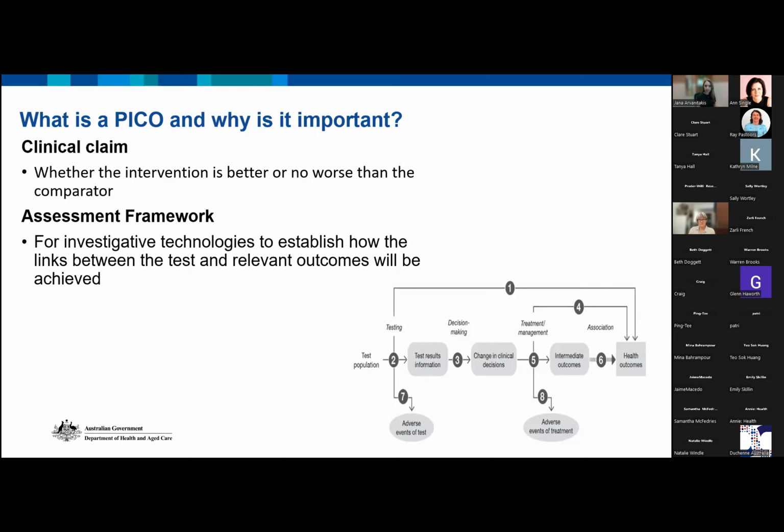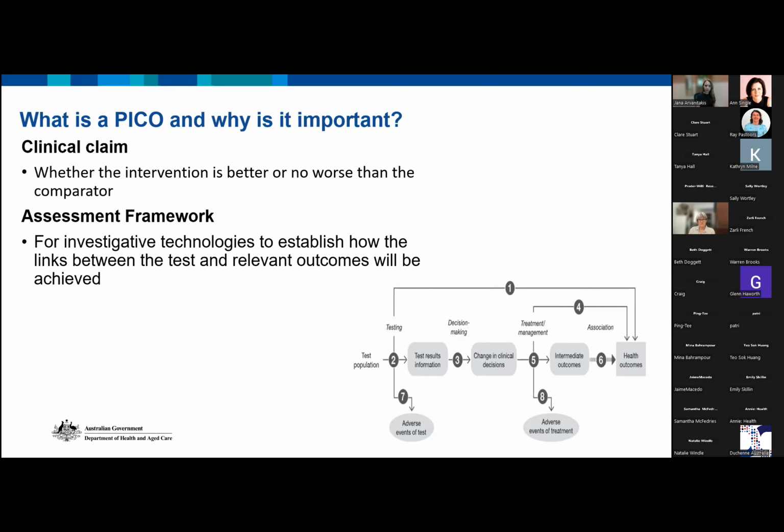In some cases, a single study incorporates all of these components, where we have direct from test to health outcomes evidence, but usually it isn't that simple and evidence is fragmented. So the PICO then needs to explicitly discuss how the connections between the evidence available for the test and the evidence available for the relevant health outcomes will be made.